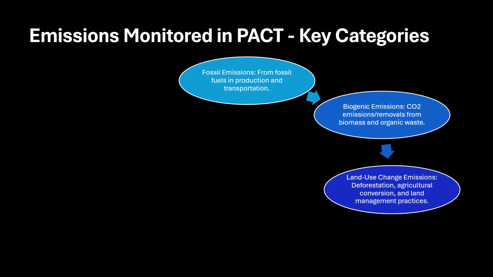The third category is land use change emissions, which track the environmental impact of activities like deforestation, agricultural expansion, and land management practices. When forests are cleared for farmland or urban development, the carbon stored in trees and soil is released into the atmosphere. These emissions are significant because they contribute to global warming, but also lead to biodiversity loss and ecosystem degradation.